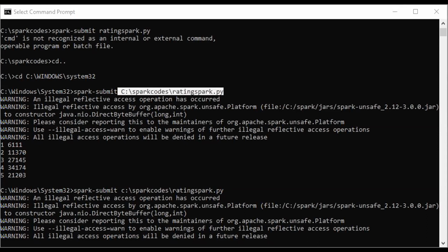Again, you might get some warnings, but no worries. In the next class, I will also show you how to turn off some of those messages. You might get so many warnings, but that shouldn't be a problem.